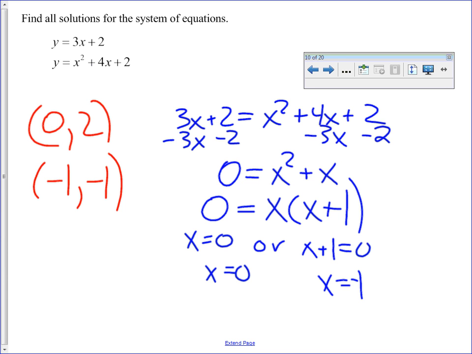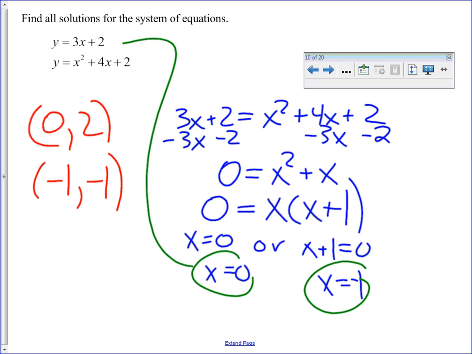And then we would just plug one of these values back into the equation to get the corresponding y's. You plug in 0 for x. 3 times 0 is 0 plus 2 is 2. And there's your first point. You plug in -1. 3 times -1 is -3 plus 2. And there's your -1 for y there.